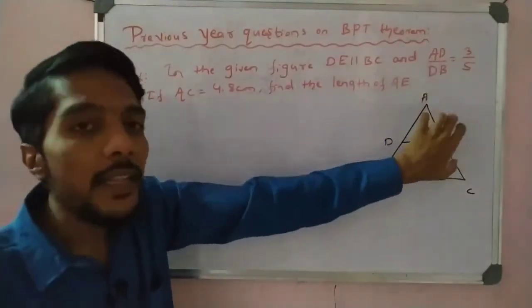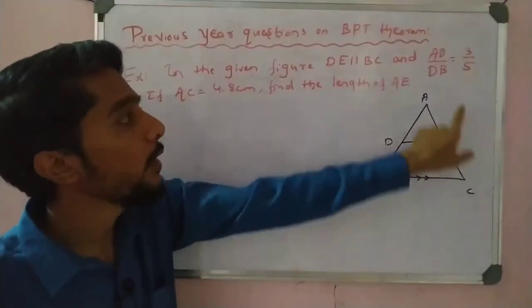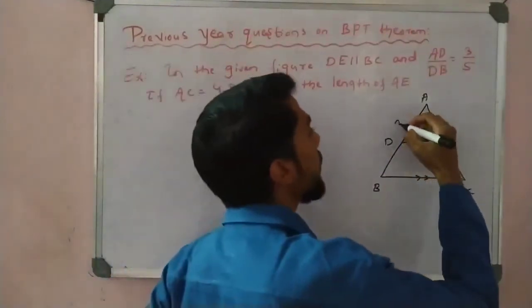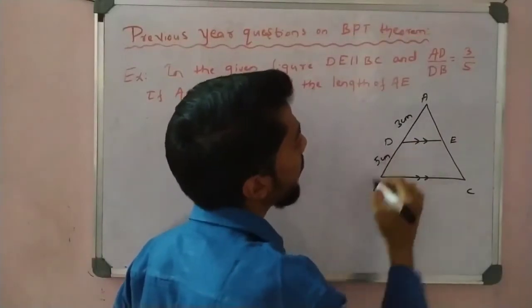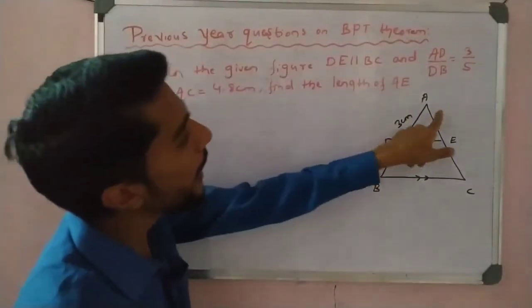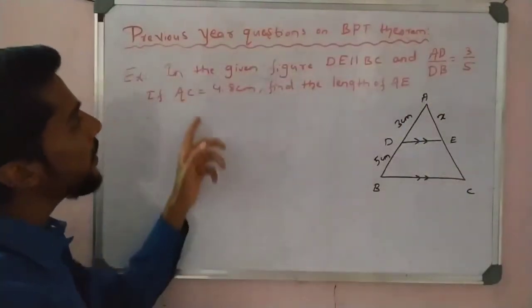First, write the lengths in this diagram to make the calculation easy. AD is given, how much is it? 3 centimeter. And DB? That is 5 centimeter. Now we have to calculate AE. So I can take AE as x, and the total length is given.